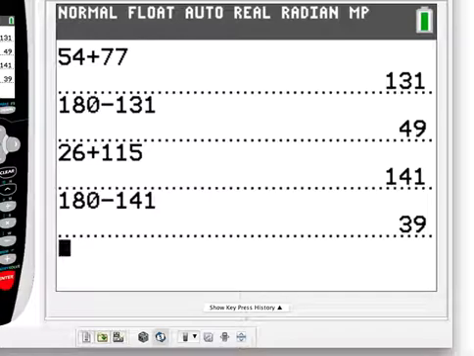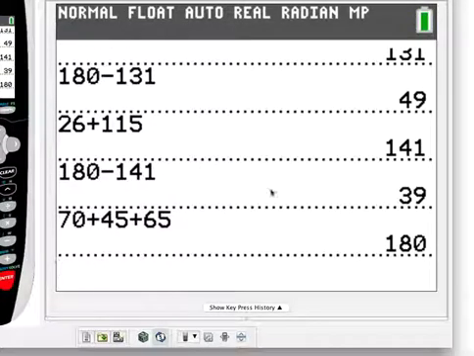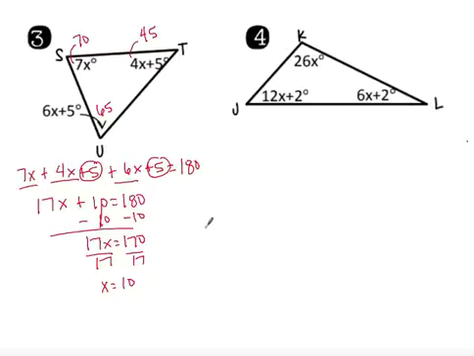So if I add up 70 plus 45 plus 65, it gives me 180. So that means that my x must be correct. You try number 4.